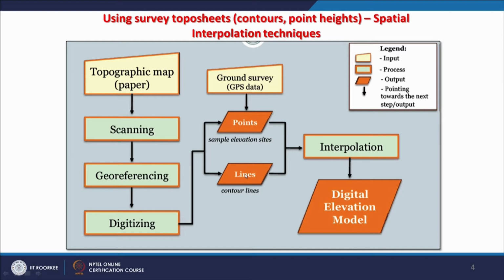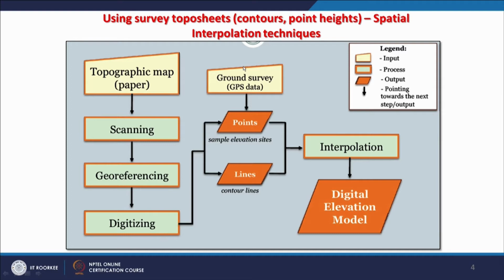points or lines. As I have already told you, directly from lines most of the software, especially GIS software, will not allow you to do the interpolations. So lines can be converted into points, and you can also bring GPS data, especially differential GPS data, for verification or validation of your interpolations. So that is also there. Finally, you can create the interpolations.